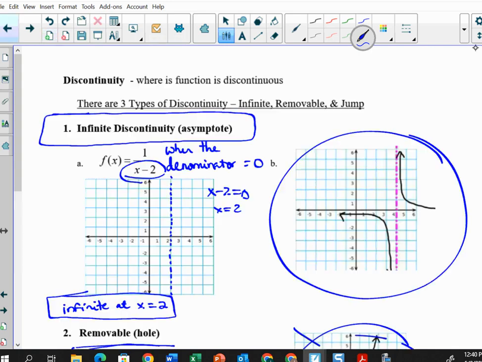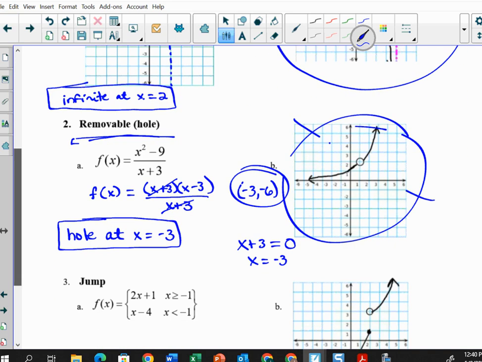Okay, that's why the hole is at x equals -3. It's the thing you canceled. That's what makes the hole. You remove that factor, so that's the one you set equal to 0.